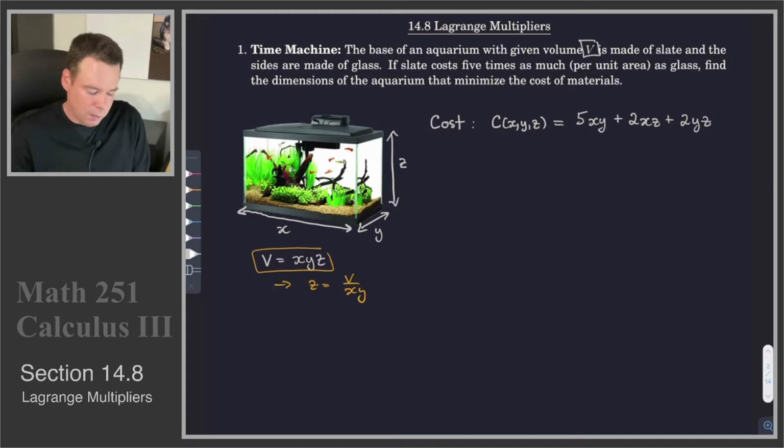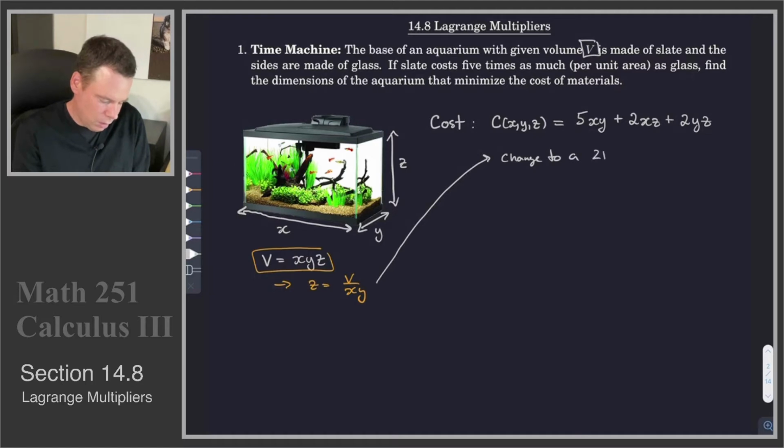So of all the possible cost values that come out for putting in different values of x, y, z, we're only interested in the x, y, z values whose product is v, and we want the minimum cost to come out of this function. So we want to minimize the cost subject to this constraint. The way we're going to do that is we are going to create or change to a 2D optimization problem.